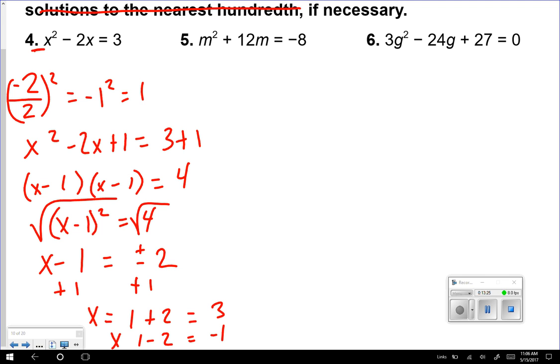All right, so I've given you a few examples. I want you to try these. So for number 6, make sure that you get 27 over here, and then you divide both sides by 3 to get g squared with a coefficient of 1. And then you factor and you continue to complete the square and those types of things. If you have questions, please ask.